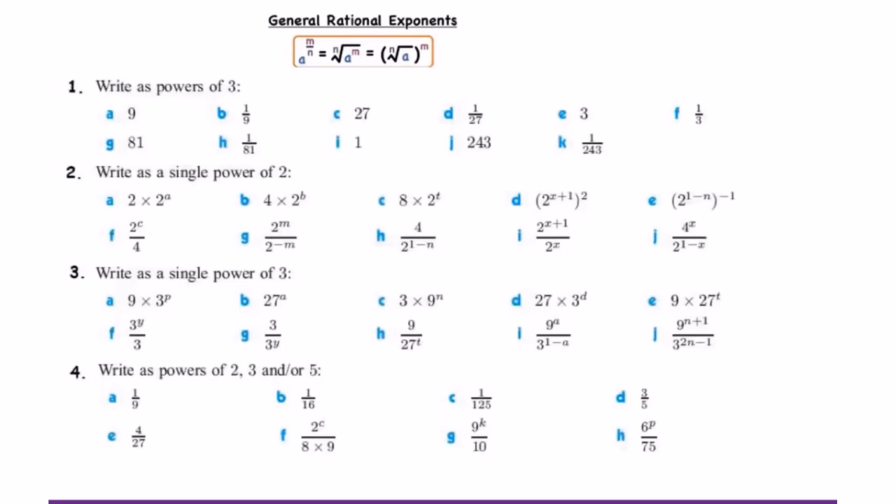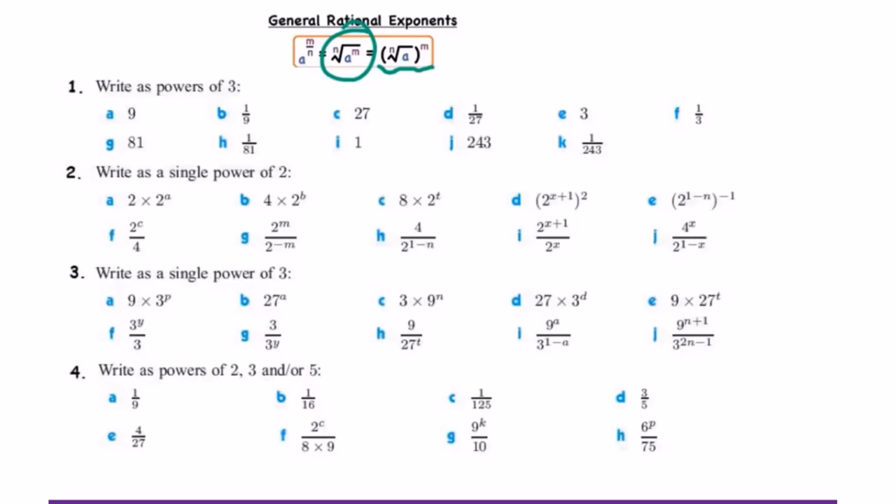Let's go over some rational exponents rules. That's a to the m over n power. It will be the nth root of a to the mth power. Or you can write it this way.